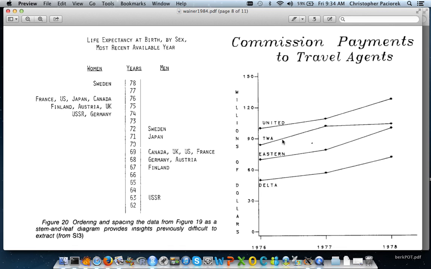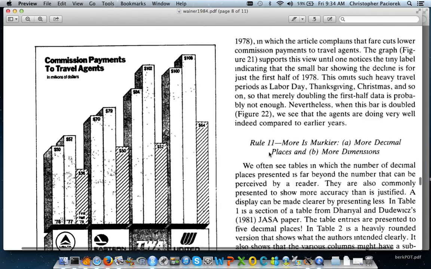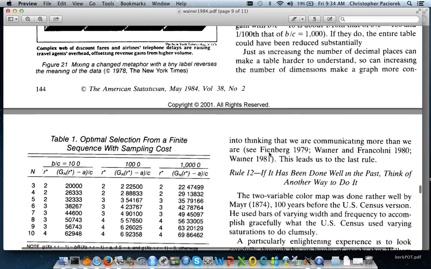Okay, so any other comments or questions folks have? Okay, so those were some simple examples, but I think they illustrate some of the themes of things to think about when you're designing a graph or interpreting one.